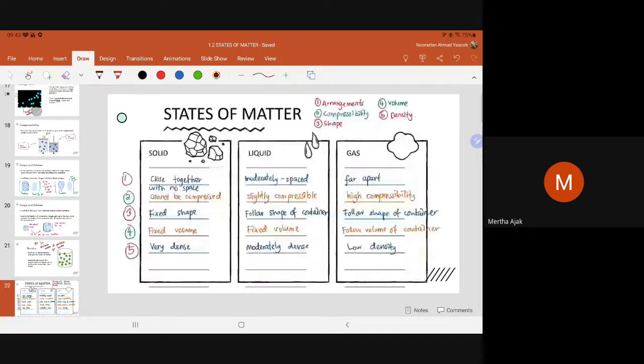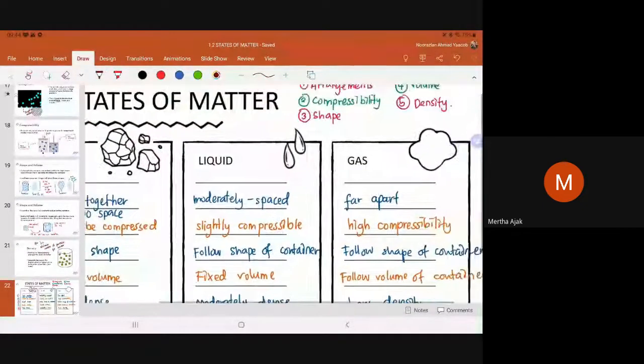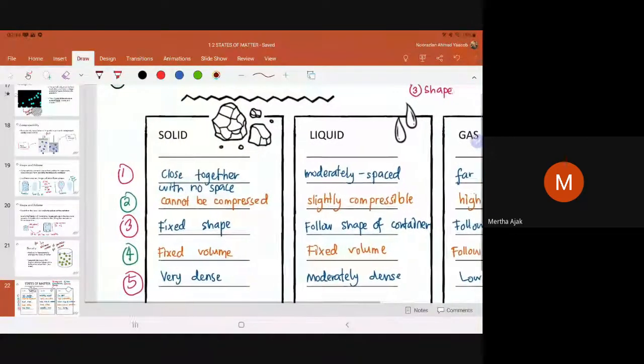Right. So kita tengok secara rumusan. So kalau kita tengok ikut nombor ni, nombor 1 adalah arrangement of particle, nombor 2 compressibility, 3 shape, 4 volume, 5 density. So solid, liquid and gas, this is the summary.